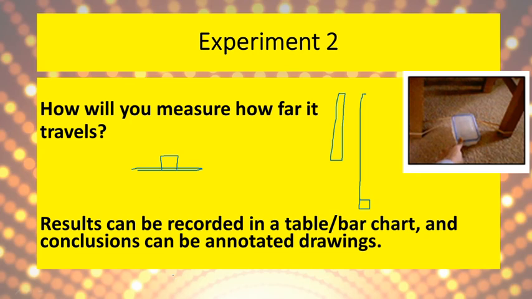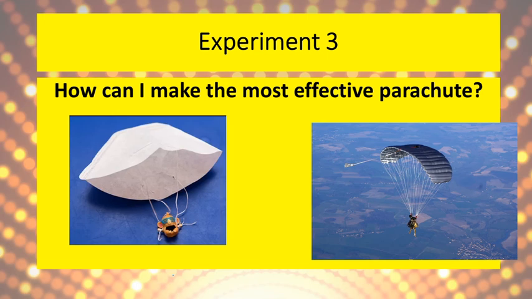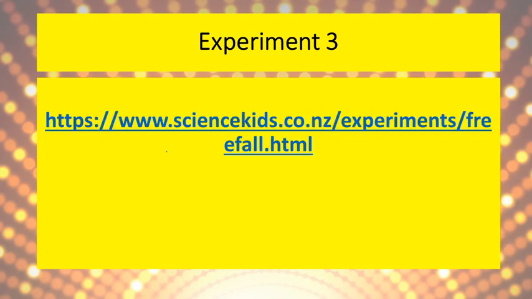We've got one more to look at. And this one is, how can I make the most effective parachute? So here we've got some examples. This is a real parachute, obviously. This one is a paper. This is actually made out of a coffee filter. So if you have them, that might be one material you try.